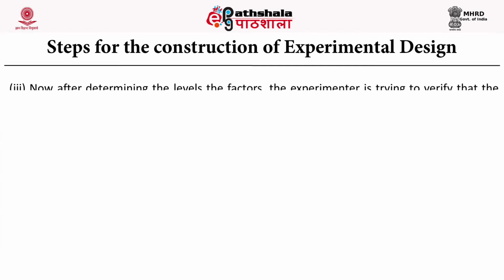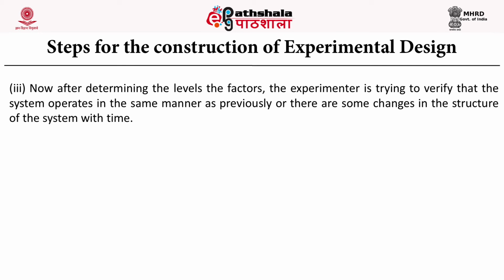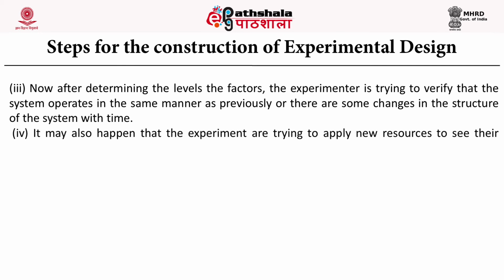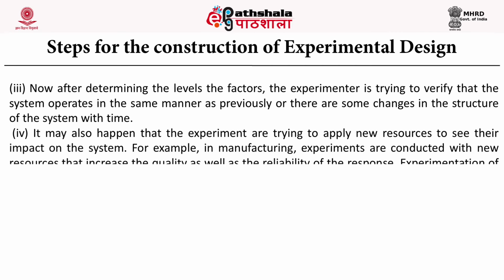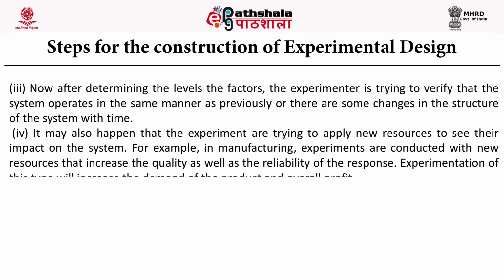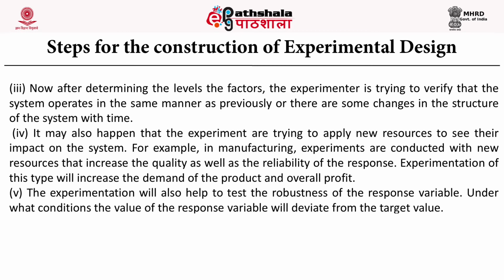The third step is, after determining the levels of the factors, the experimenter tries to verify that the system operates in the same manner as previously, or whether there are some changes in the structure of the system with time. It may also happen that experimenters are trying to apply new resources to see their impact on the system. For example, in manufacturing, experiments are conducted with new resources that increase the quality as well as the reliability of the response. Experimentation of this type will increase the demand of the product and overall profit.